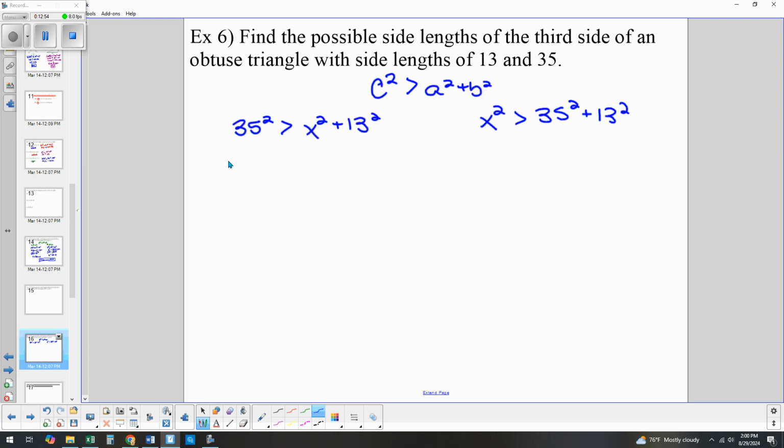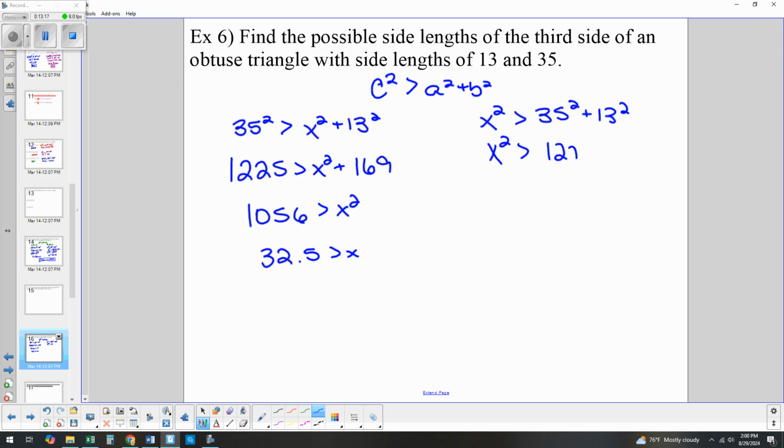So 35 squared is 1225. 13 squared is 169. So I have 1056 is greater than x squared. Take the square root of both sides. And we get 32.5. And over here, we have 1225 plus 169. Oops. Can't use calculator today. So x squared is greater than 1394. Take our square root. X is greater than 37.34.